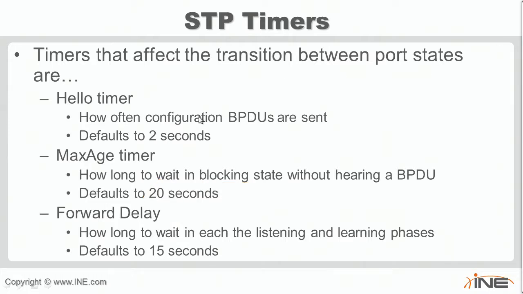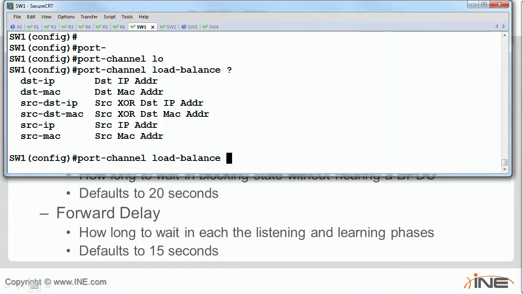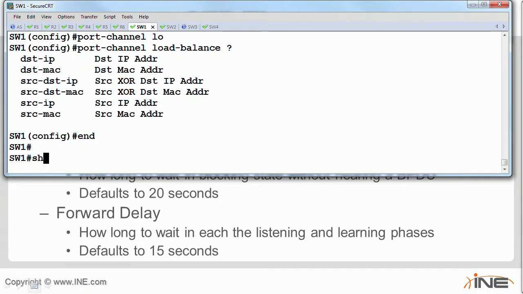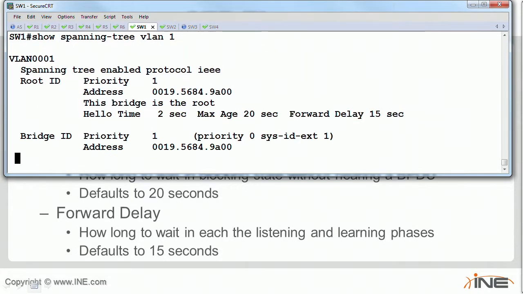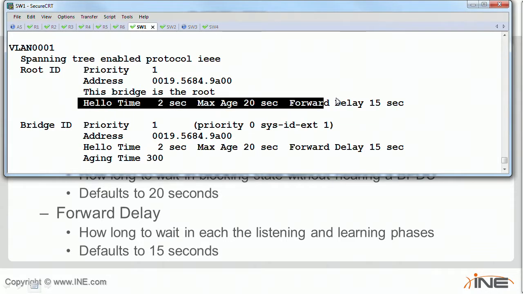If you wanted to change the convergence time of regular spanning tree, these are the three that you would change: the hello, the max age, and the forwarding delay. These are inherited from the root bridge. In this case, on switch 1, if we look at the show spanning tree for VLAN 1, I'm the root. These are the timers that I have configured.